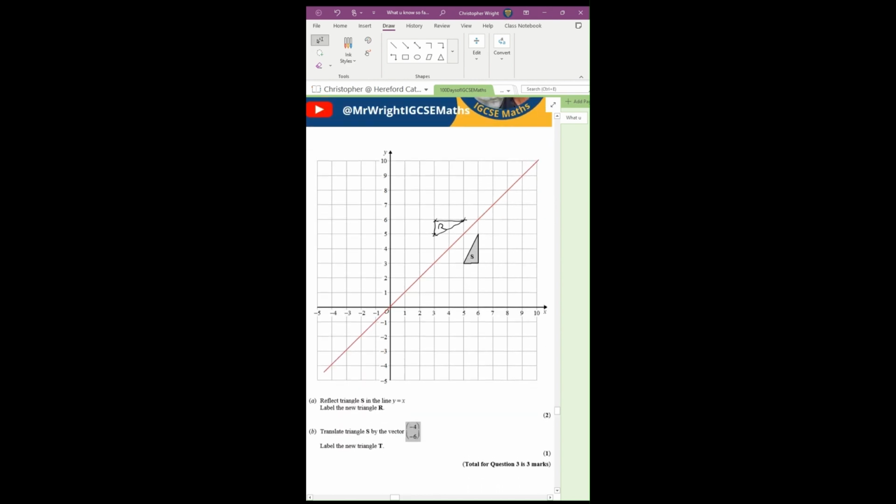Translate S by the vector -4, -6. So it's going to go 4 to the left, 1, 2, 3, 4, and then 6 down, 1, 2, 3, 4, 5, 6. So that is that. And so the corresponding points are like that. And that is the triangle T.